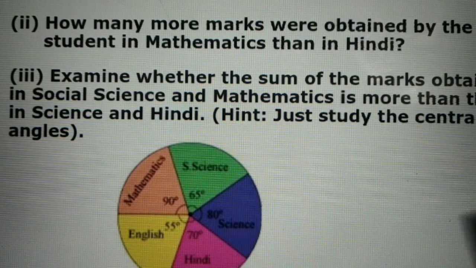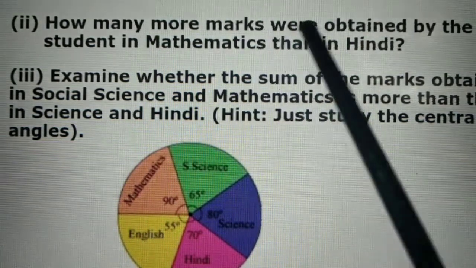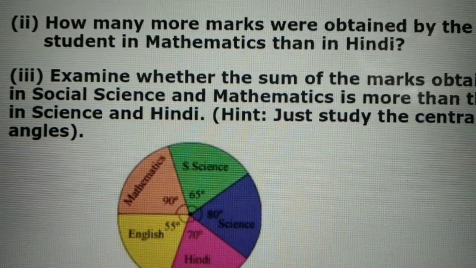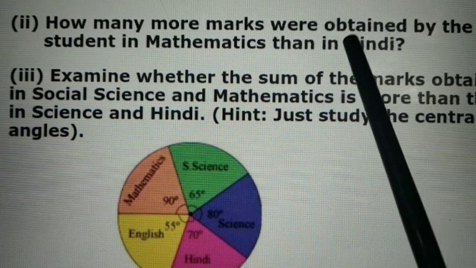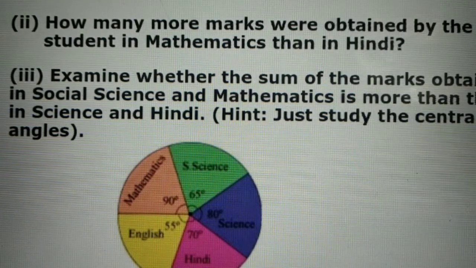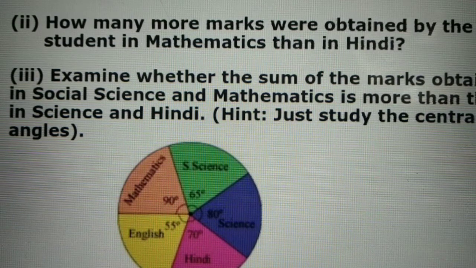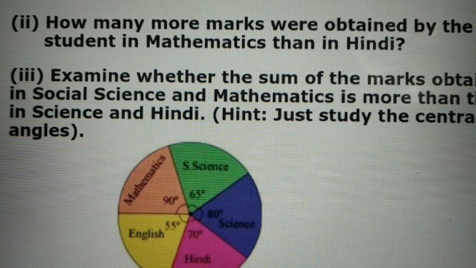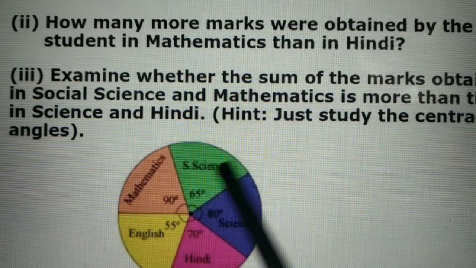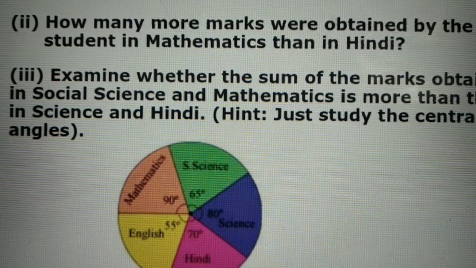The second question is, how many more marks were obtained by the student in mathematics than in Hindi? So what do we have to do? We have to compare the marks of maths and Hindi. Only then can we get which subject's score is more. Hindi marks we already know from the first question, that is 105 marks. Now we have to find the marks for mathematics.